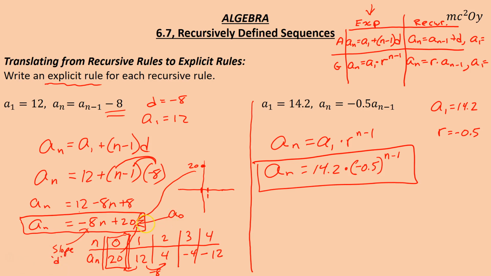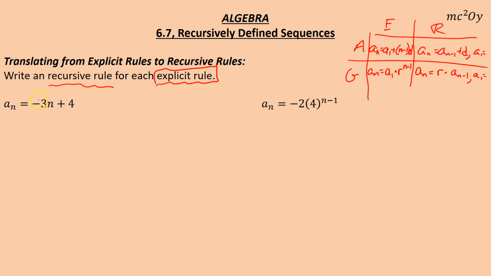Okay, and here's my y-intercept, which actually happened to be a sub 0. Okay, so when I look at this one, well, here's my slope. If you think y equals mx plus b, so that's your common difference. And this is a sub 0.